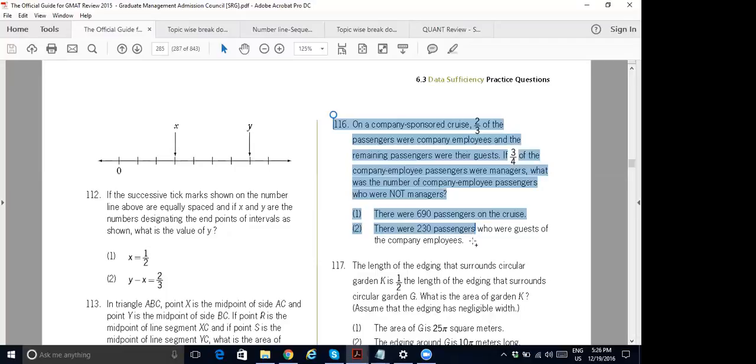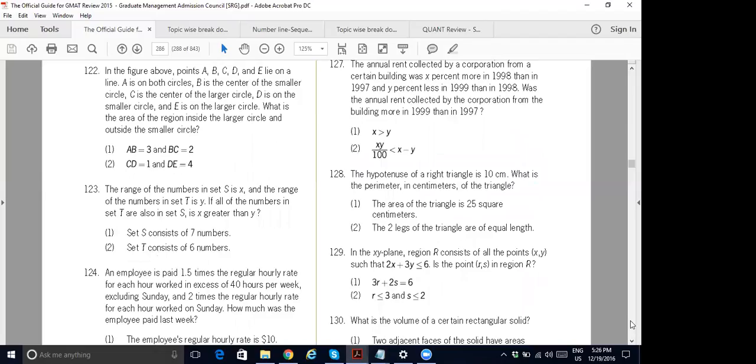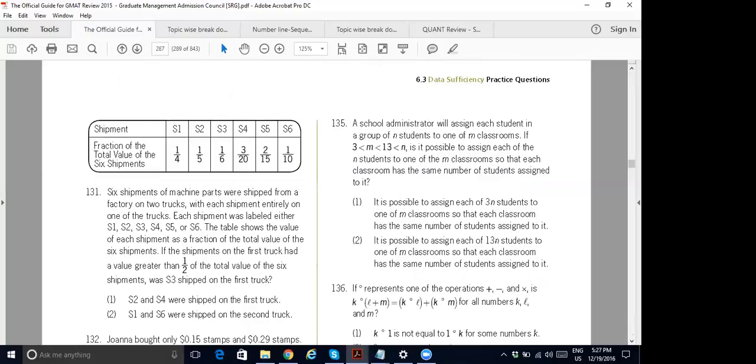So how are you actually writing this? Just trying to rephrase what is written, or are you creating any diagram or table? No, I'm doing this: let total number of passengers be x, employees is equal to 2 by 3x, guests is equal to 1 by 3x. Then I read that if 3/4 of the company employees were managers, I realized, oh, that means 1/4 will be non-managers. Yeah, that is correct. Perfect.